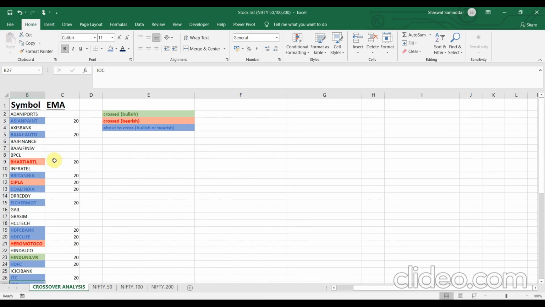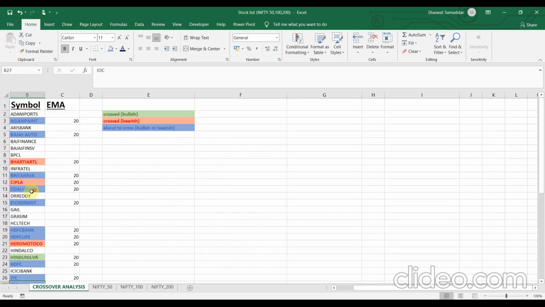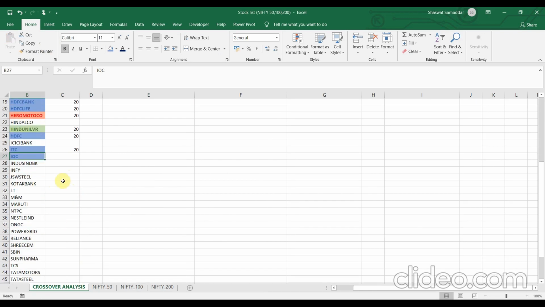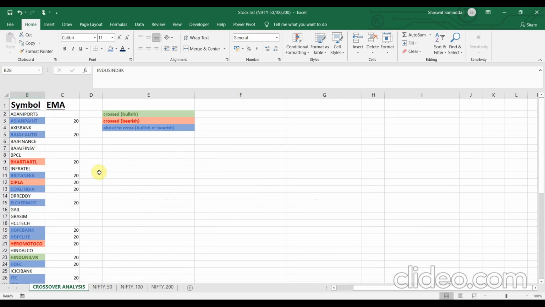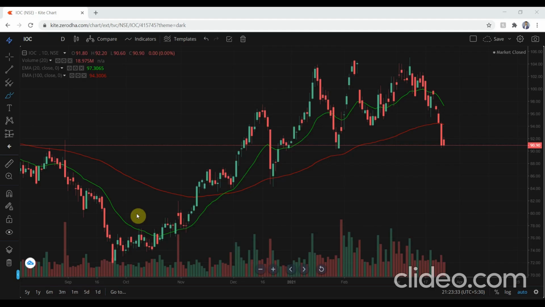Again, as you can see, there are many more blue symbols rather than red or green, and around 2% or 5% of these blue stocks will only trigger. So the rest of them would not trigger. So that's the history I had. Anyways, next one is Indusind Bank.